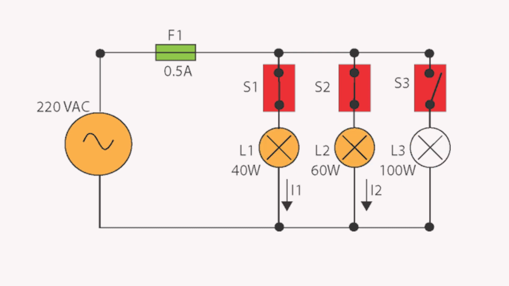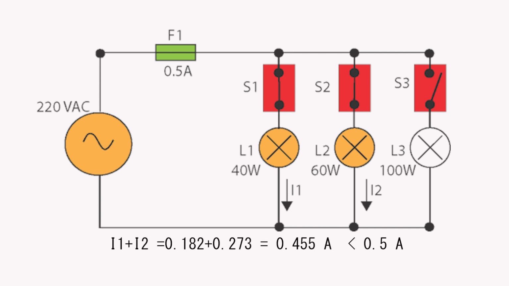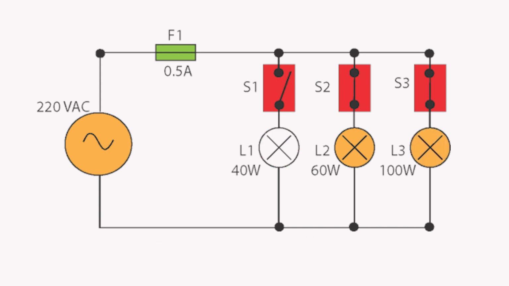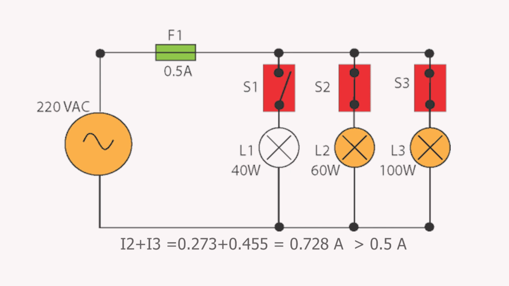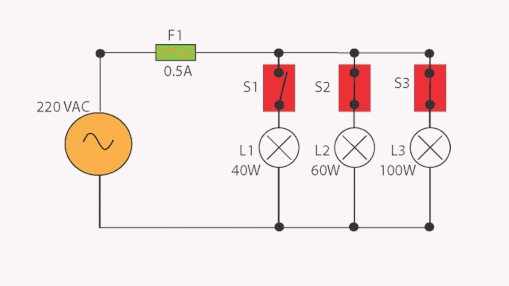If S1 and S2 are turned on, the summation of the current is 0.182 plus 0.273 equals 0.455 ampere, lower than 0.5 ampere. The fuse is not blown. And if S2 and S3 are turned on, the summation of the current is 0.273 plus 0.455 equals 0.728 ampere. The fuse F1 will be blown.